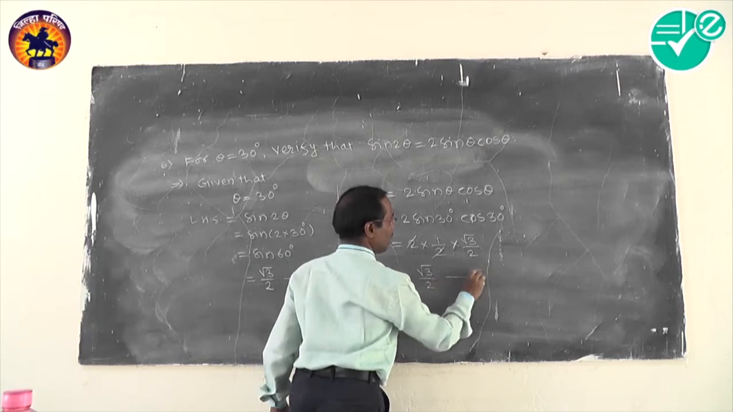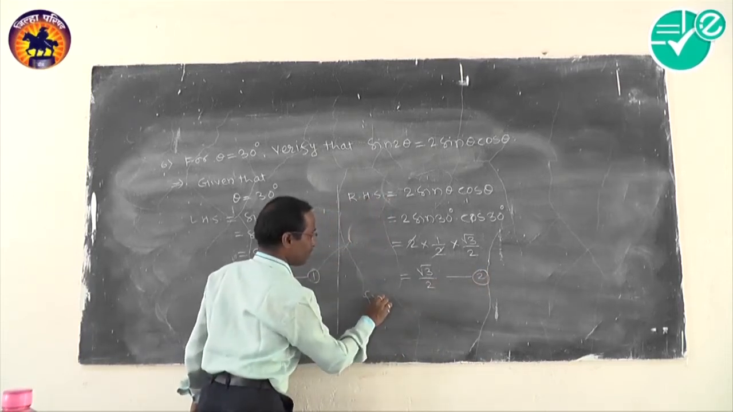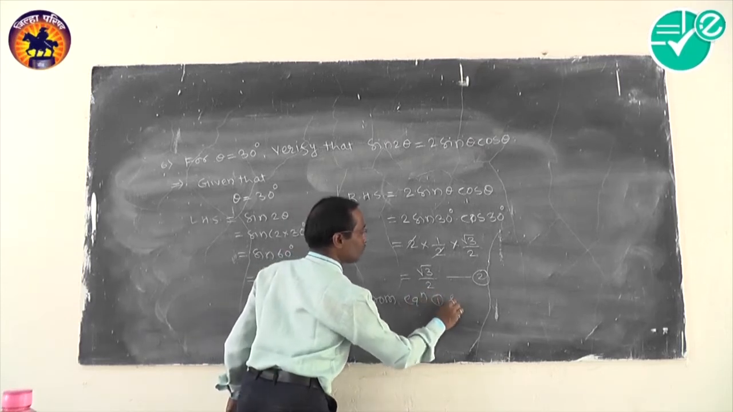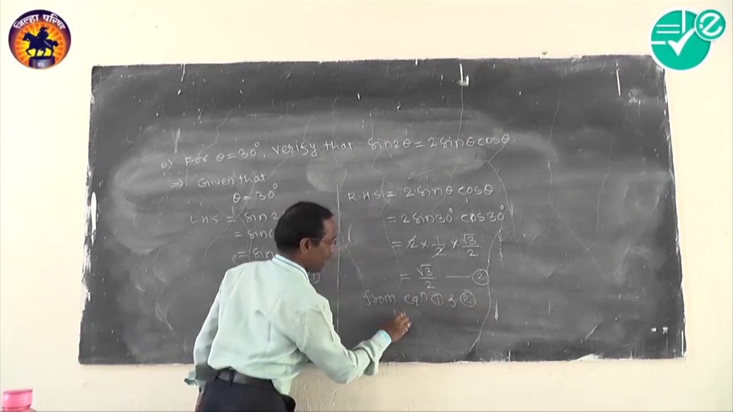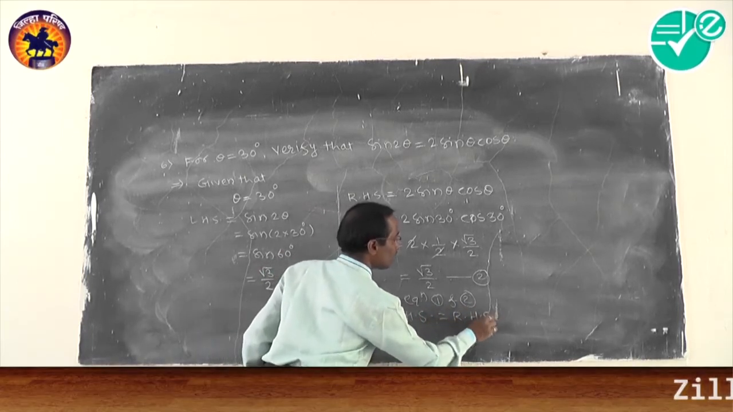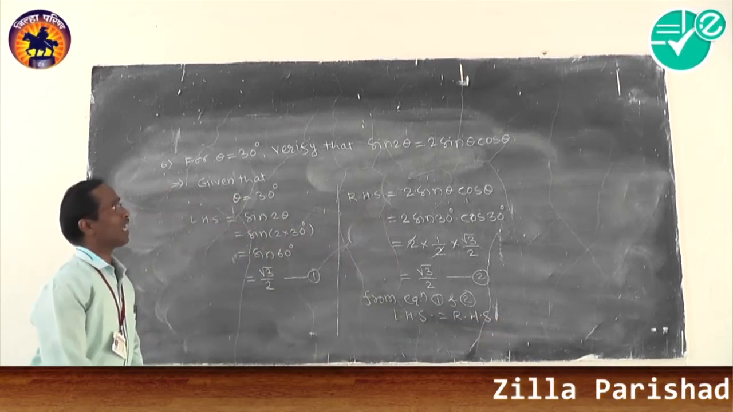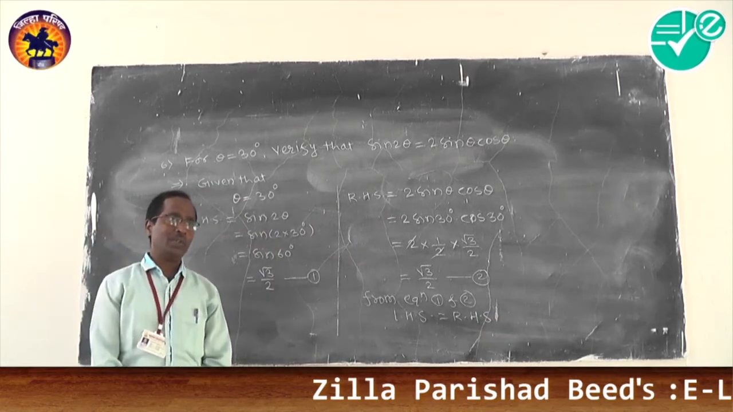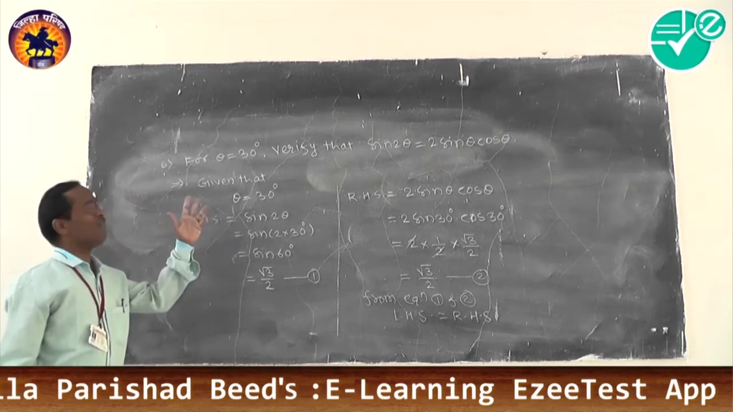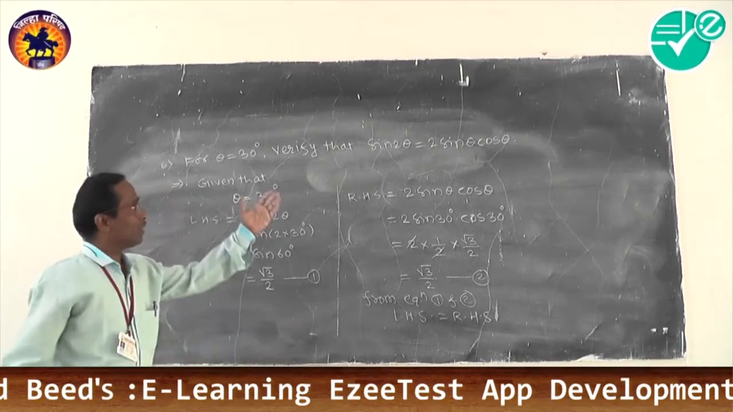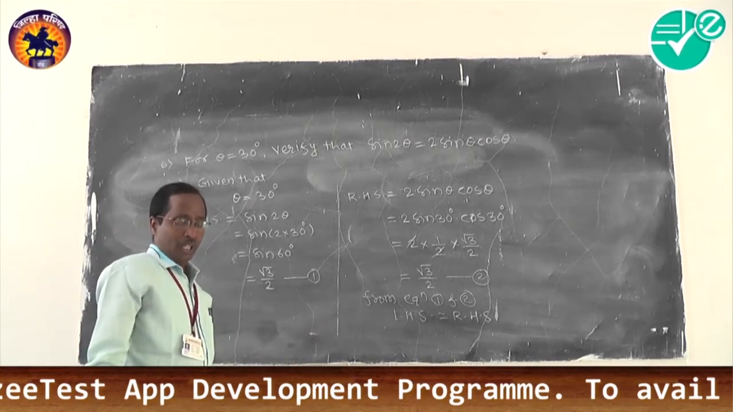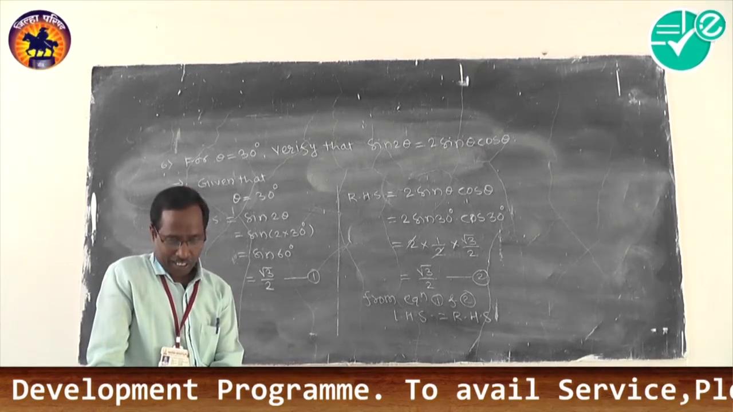This is equation 2. From equation 1 and 2, LHS is equal to RHS. Hence, we verify that sin 2 theta is equal to 2 sin theta into cos theta. Similarly, we can verify this equation for any value of the angle theta. Sin 2 theta is equal to 2 sin theta into cos theta.